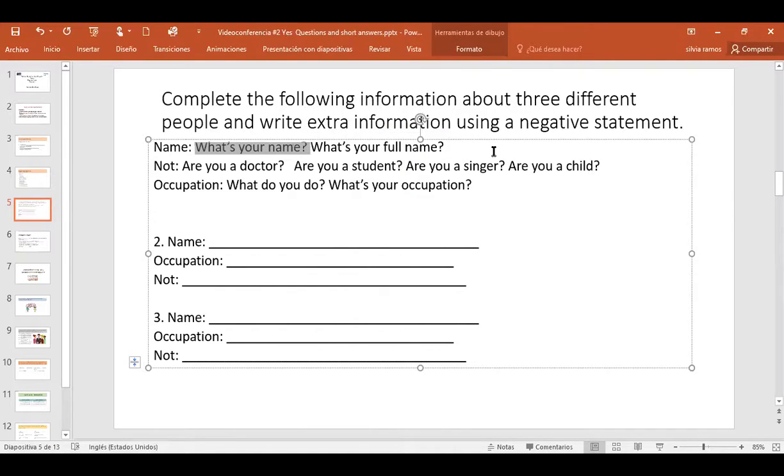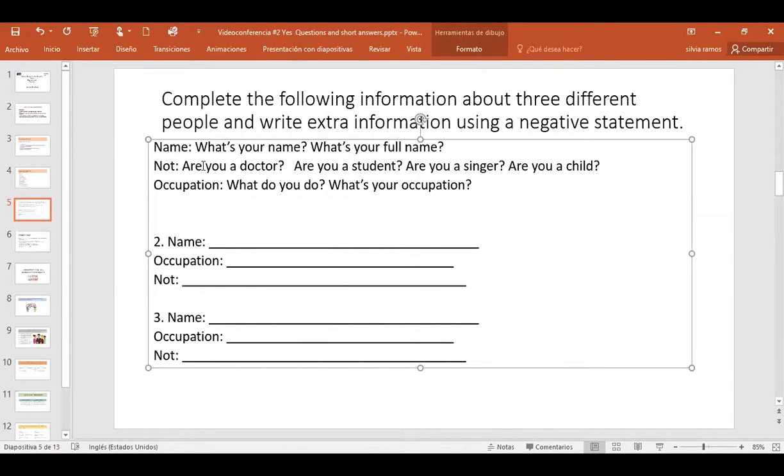What's your last name? Si quieren tener todo el nombre completo, vamos a preguntar, what's your full name? My full name is Silvia Maricela. My full name is Nelson Iván Alfaro. My full name is Karina Melissa Estrada Aldana, right? But if we ask just for the name, we say Karina. Karina, what's your last name? My last name is Estrada.